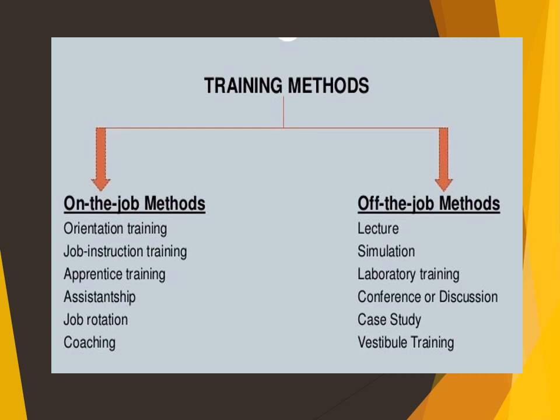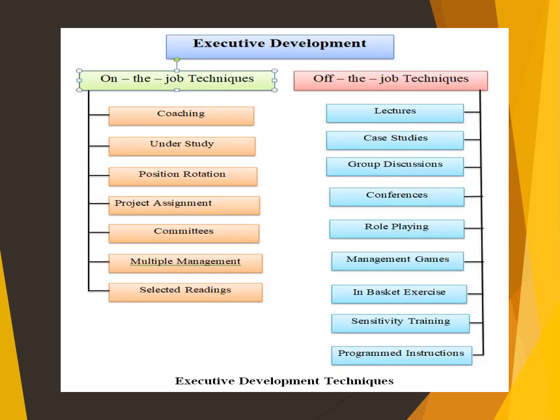Regarding the off the job methods, we have the lecture method, simulation method, laboratory training method, conference or discussion method, case study method, and vestibule training method. When you talk about executive development, there is a little difference in the methods, but all the other things remain the same. On the job techniques for executive development include coaching, understudy, job rotation, project assignment, committees, multiple management, and selective readings.